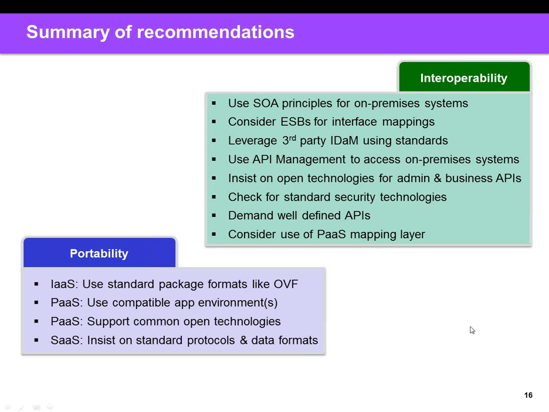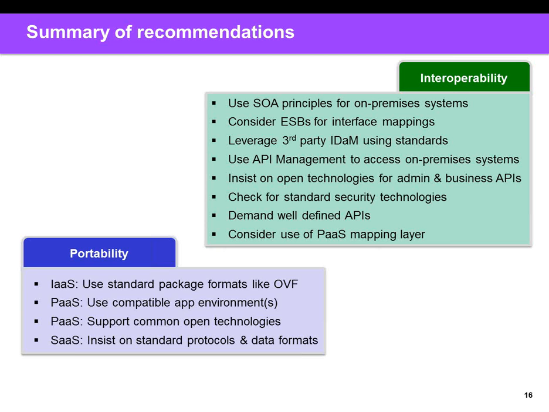For interoperability, we need to think about SOA principles for on-premises systems that may have to be connected then to cloud services. ESBs or similar mapping technologies are a great idea to provide a buffer between applications on-premises and cloud services, so any variations can be dealt with there. Leverage technologies such as third-party identity and access management, which use standards. There are a lot of good standards in that area available, and that will enable you to share technology across different services and indeed with on-premises systems too, potentially.